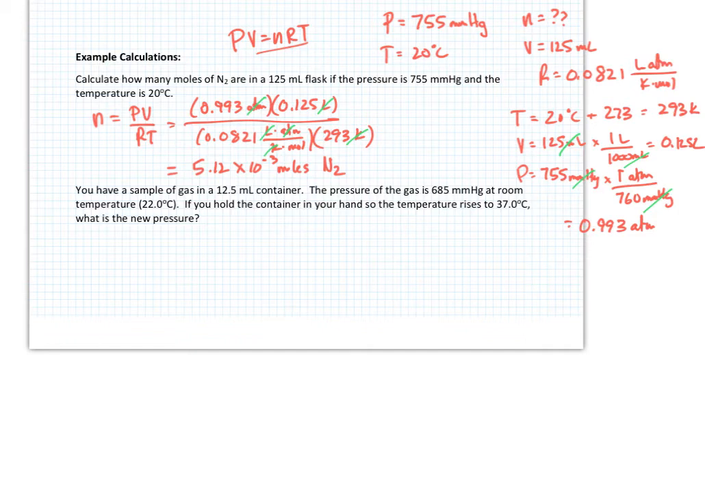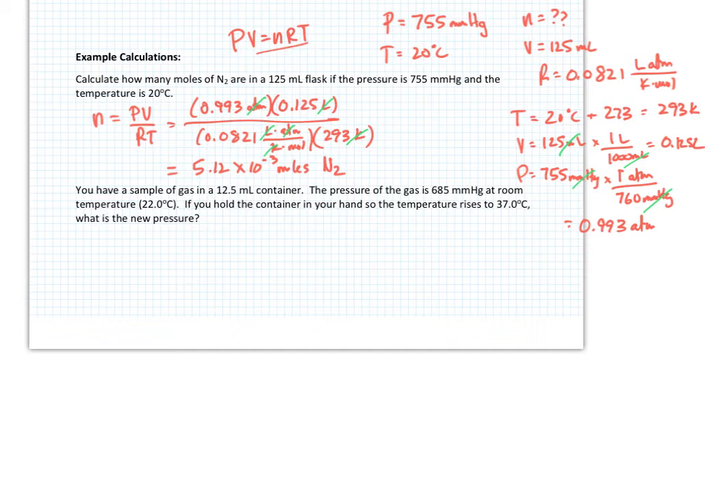Okay? So this first problem is a very straightforward, simple problem. The only, if you want to call it a trick, is you've got to make sure that the units of your pressure, your temperature, your number of moles, and your volume are consistent with the ideal gas constant. As long as you do that, it's very straightforward, and then it's just a plug-in. Make sure you have the significant figures right. Make sure you have the right scientific notation, and you're good.